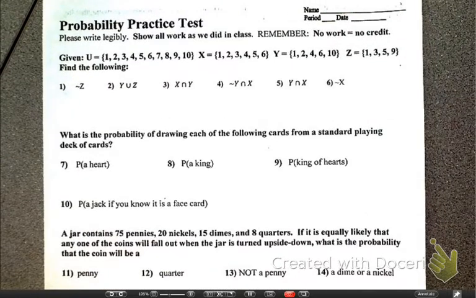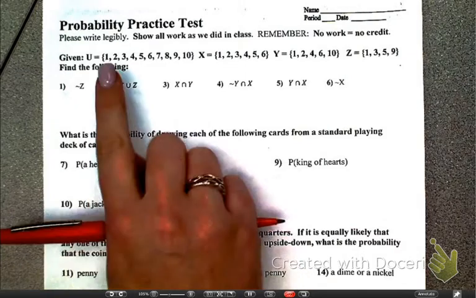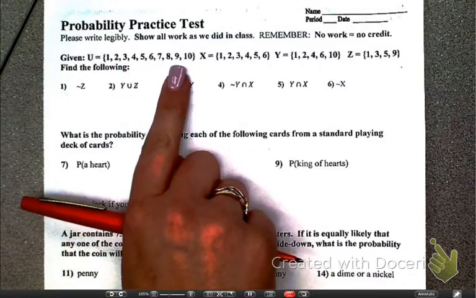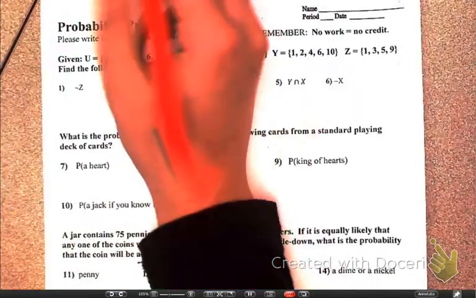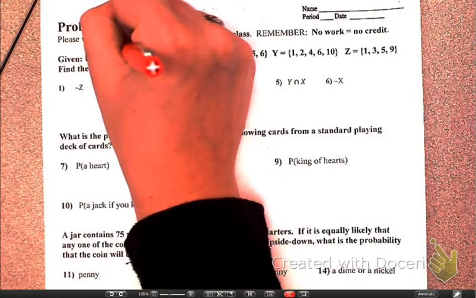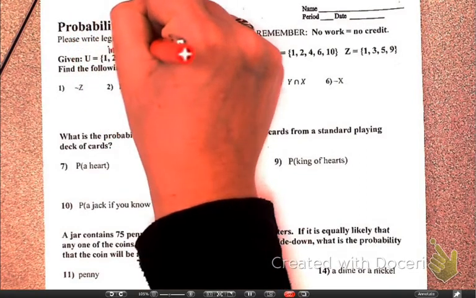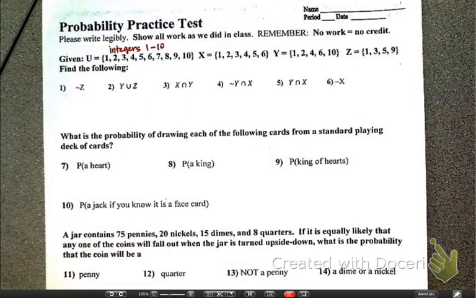So, as always, your practice test looks identical to your test. The only difference tomorrow is you are going to need to know how to create a Venn diagram. And I will not list out what is in the set. So this will say something like integers 1 through 10. And then you will have to go through and write out what the integers are.